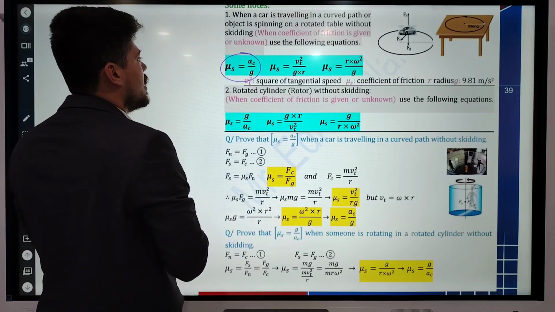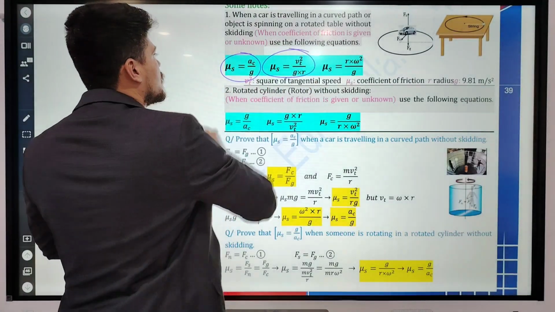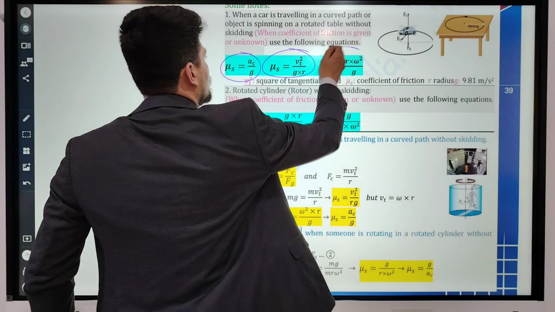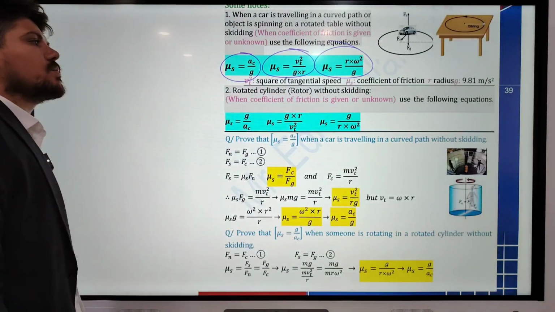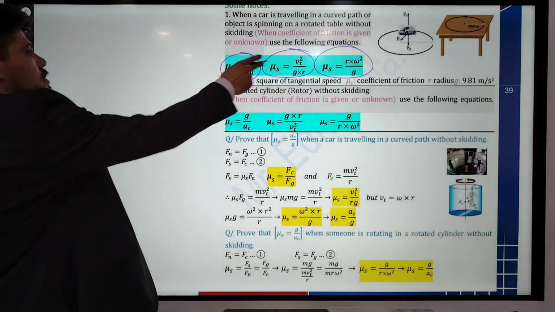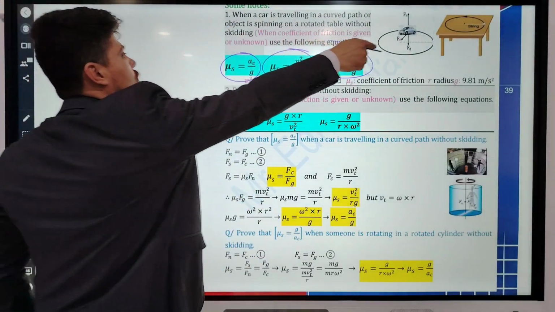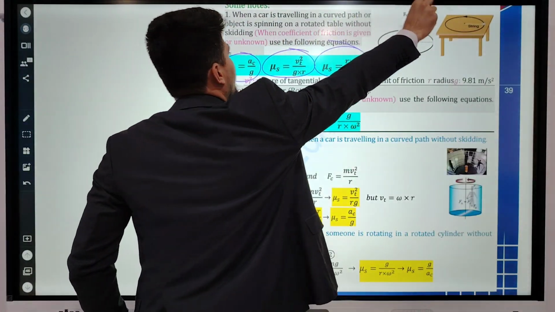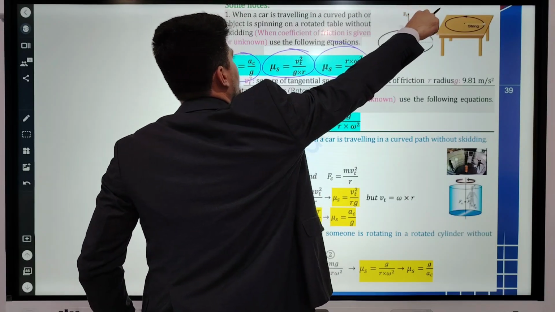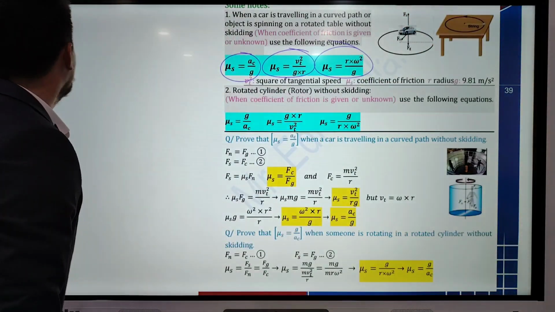Mu s is equal to what? a_c over g. Mu s is equal to what? v_t squared over g r. Mu s is equal to what? r omega squared over g. When can these equations be used to find the coefficient of static friction? When a car is moving in a circular path, or when an object is rotating on a rotating body.